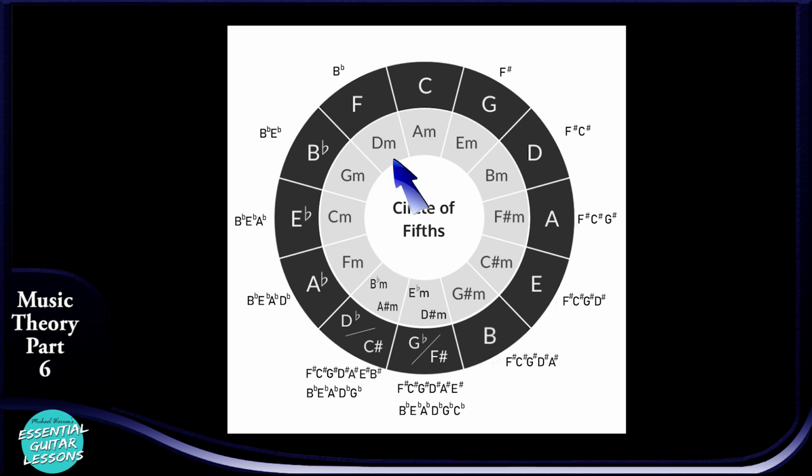Going anti-clockwise, we have F major and D minor, again with the same key signature, B flat. We have B flat major and G minor. We have E flat major and C minor. We have A flat major and F minor. We have D flat major and B flat minor. And we have G flat major and E flat minor there. So that gives you all the relative minors inside the circle.